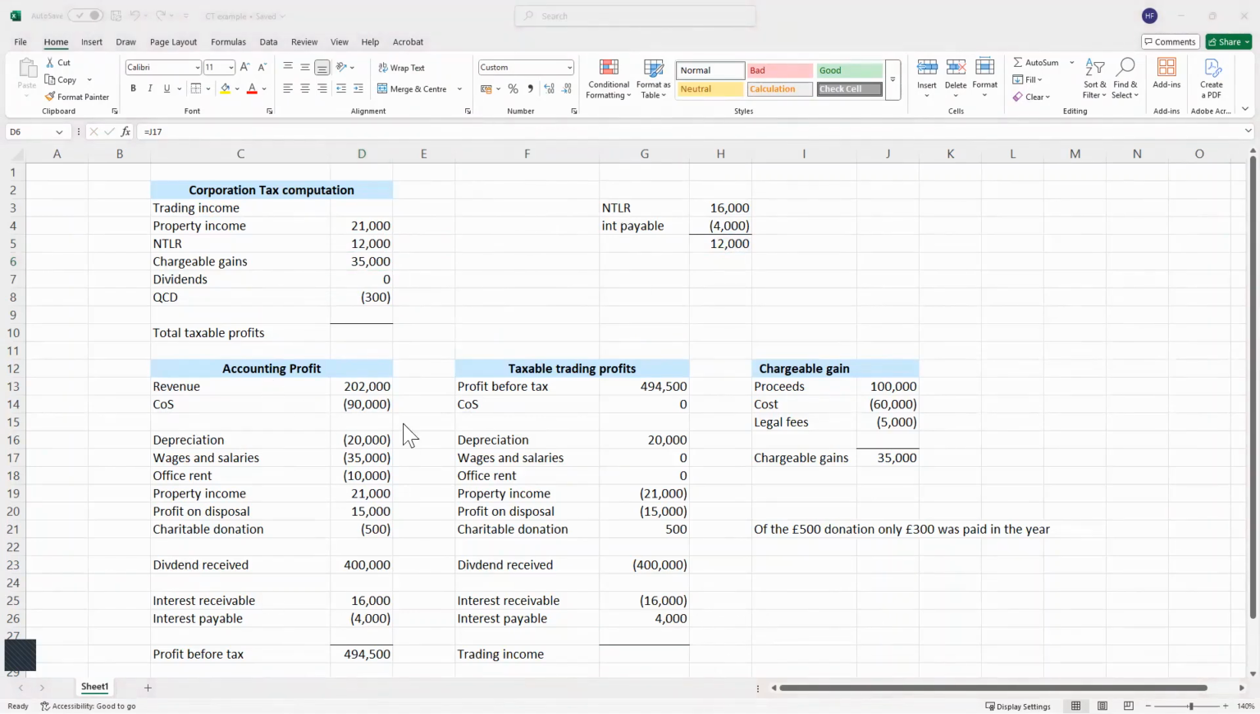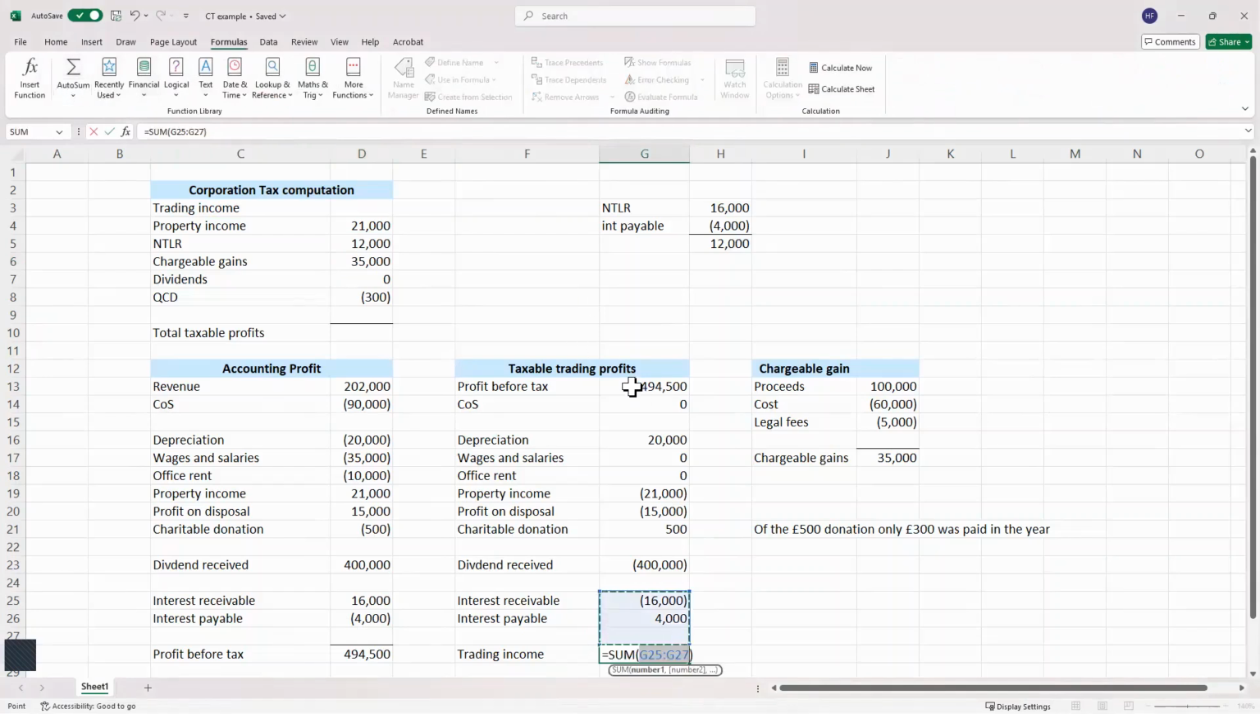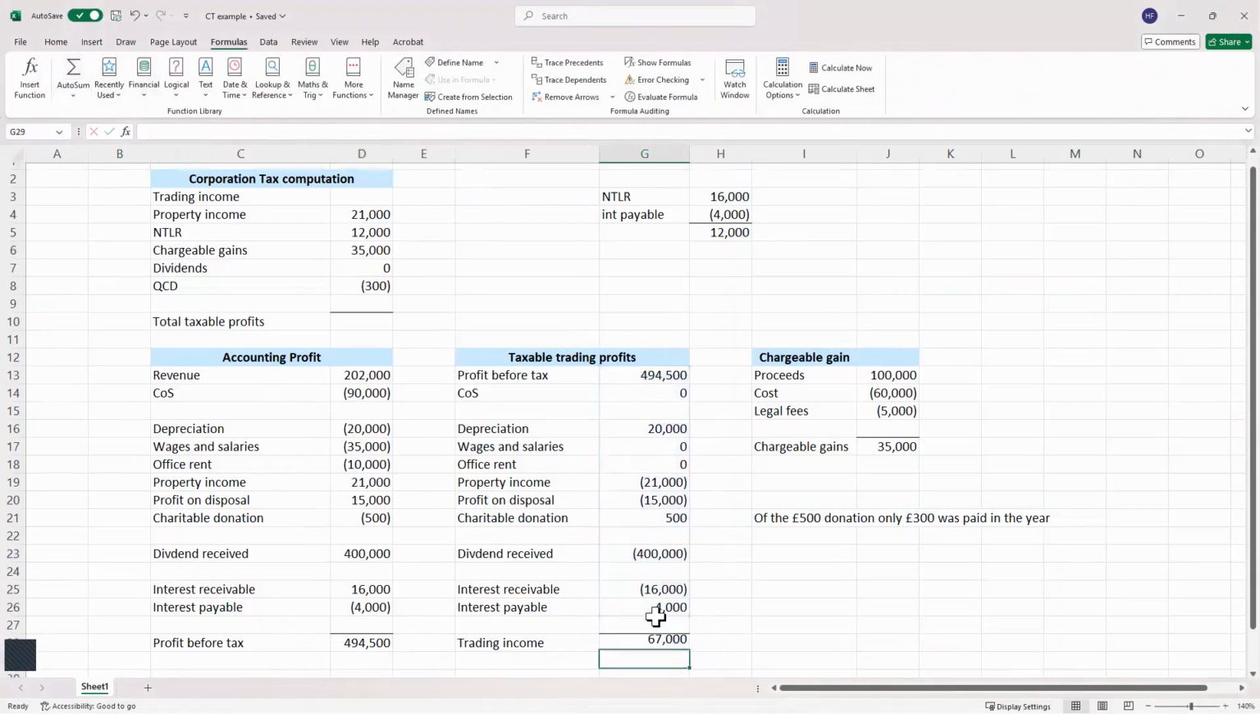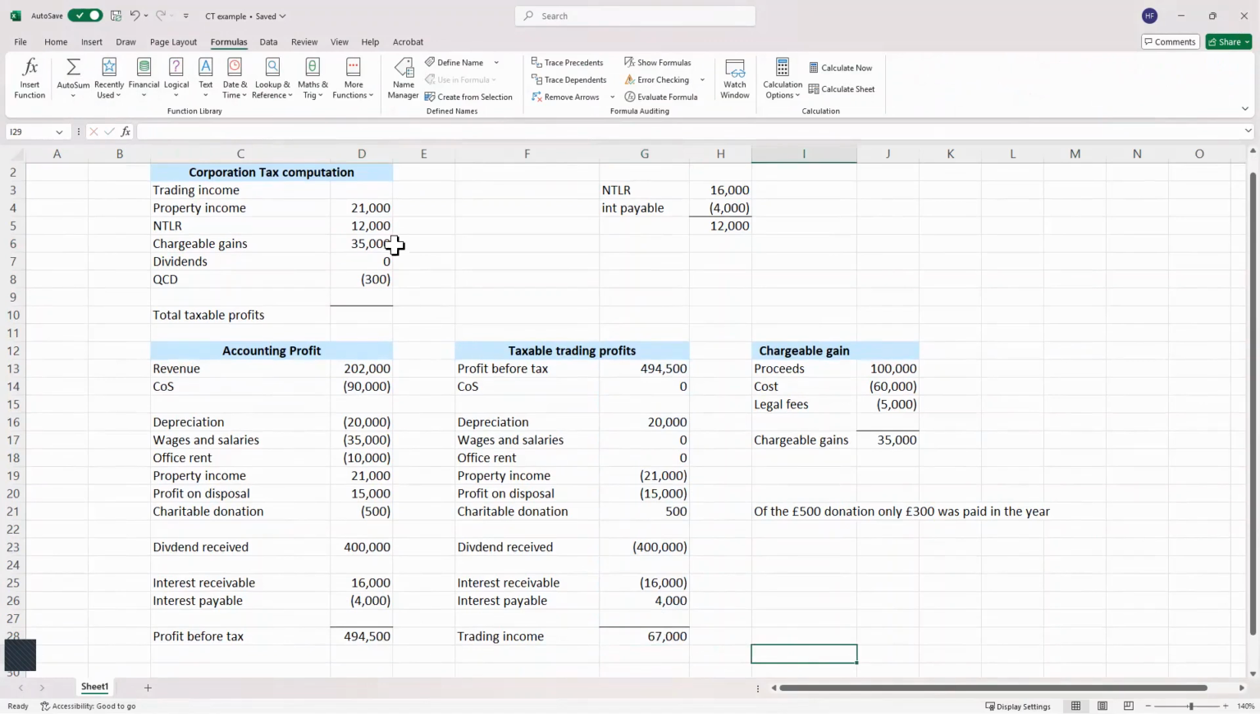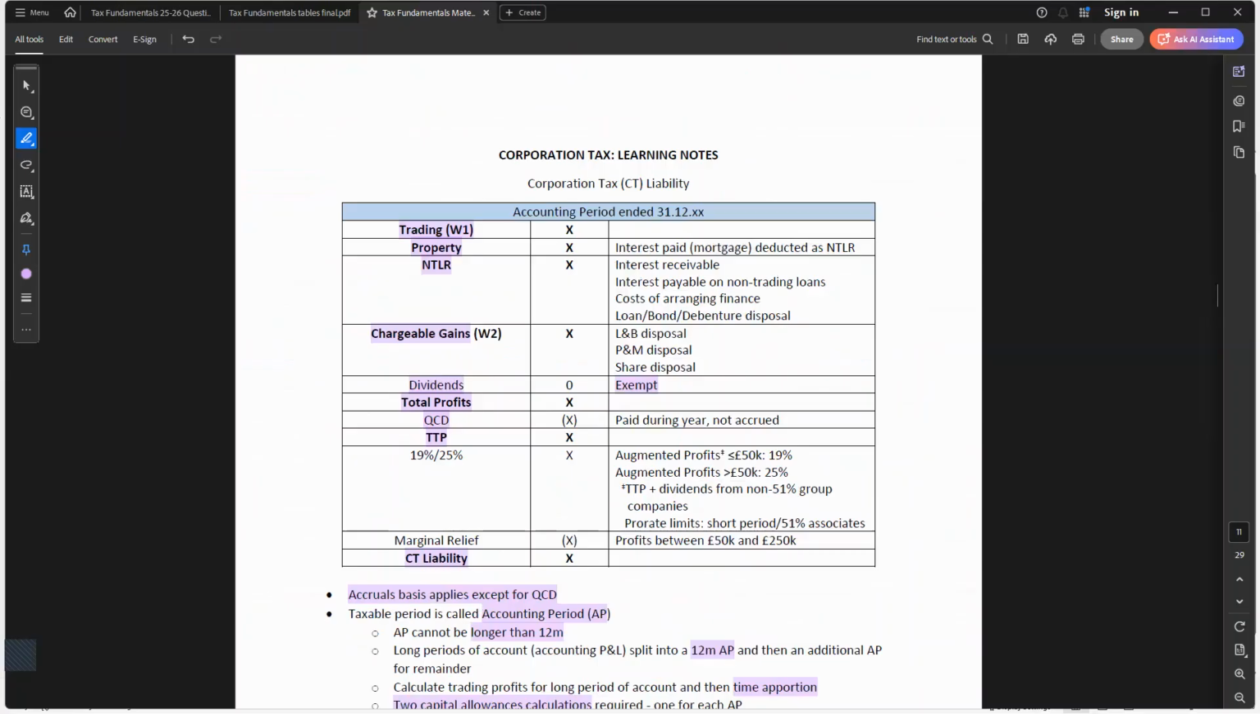So here we've now considered all the adjustments here. We haven't factored in capital allowances, but we'll look at that next. But in this example, we'd then be ready to calculate our trading profits. So we'd sum up everything, all the adjustments from profit before tax, and that gives us trading income of 67,000. We would then bring that into our corporation tax computation up here, and we'd then be ready to work out our total taxable profits, which is within our pro forma here, total taxable profits, and we would then go on to work out the corporation tax liability. And we'll come on to that later in the class.